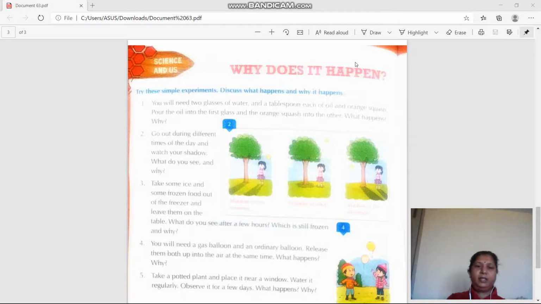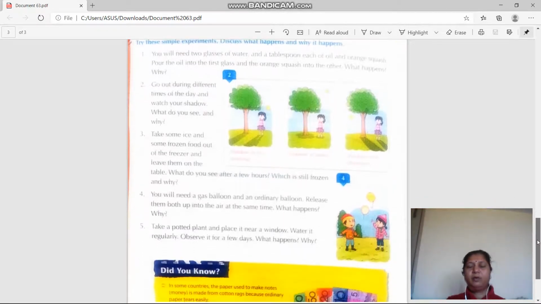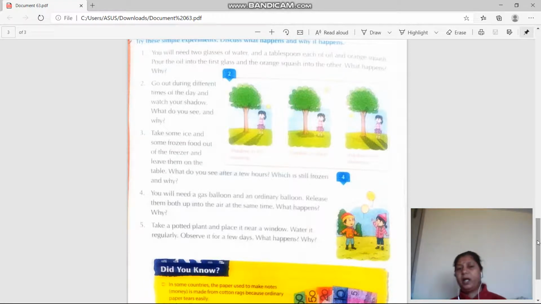Get it? Next, take a potted plant and place it near the window. Water it regularly, observe for a few days what happens and why. I think you need zero effort for this. Everyone has tulsi in the house, or a rose plant. There is at least one plant in your house, in your windows or in gardens. If grandparents are there in your house, they definitely water them regularly, otherwise mama waters them regularly.